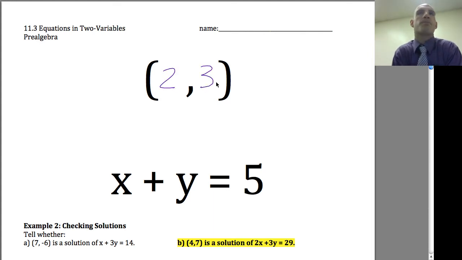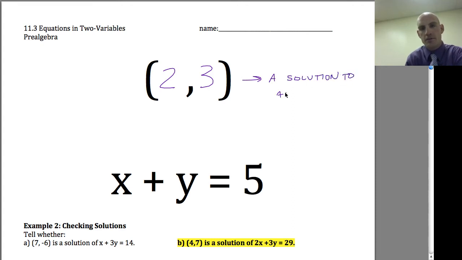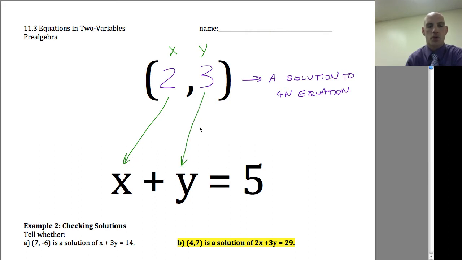2, 3. And that ordered pair is a solution to an equation. The question is, what equation is it? And so when we test to see if something is a solution, all we have to do is plug in. I'm going to remember that this is x and y, and I'm going to plug it in to its appropriate place, to test to see if it is a solution.